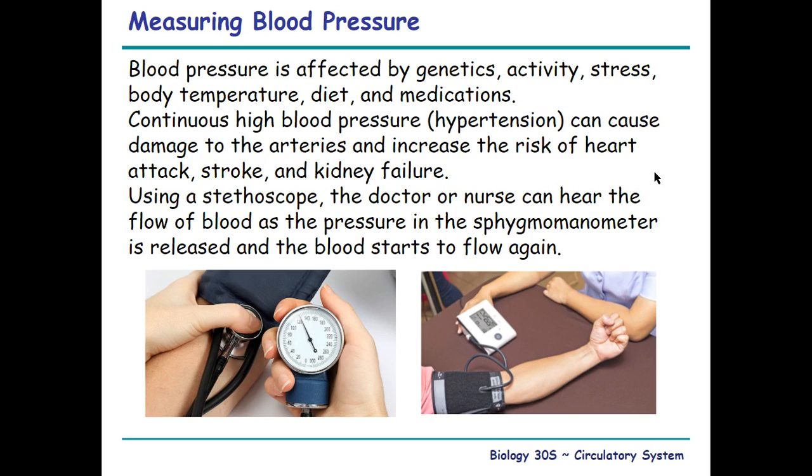Blood pressure is affected by a number of things: genetics, activity, stress, body temperature, diet, and medications. Continuous high blood pressure, or what's called hypertension, can cause damage to arteries and increase the risk of heart attack, stroke, and kidney failure. Using a stethoscope, a doctor or a nurse can hear the flow of blood as the pressure in the sphygmomanometer is released and the blood starts to flow.